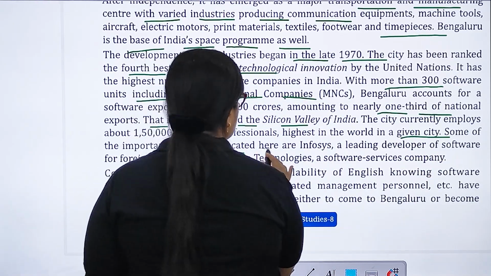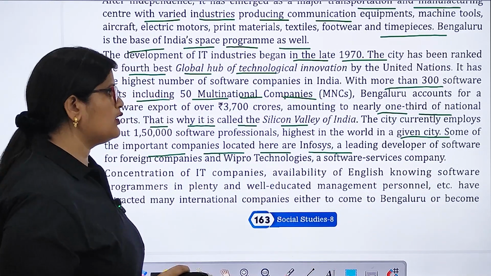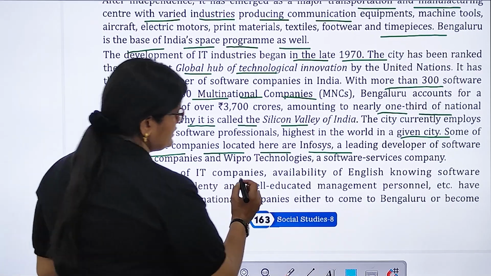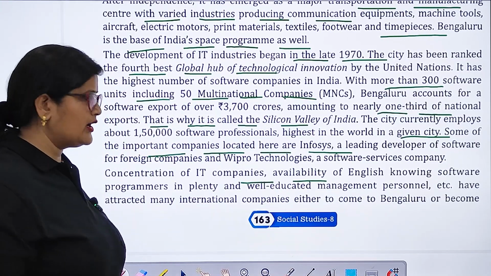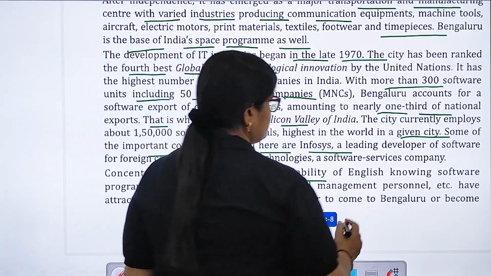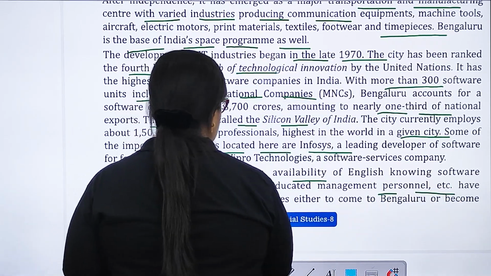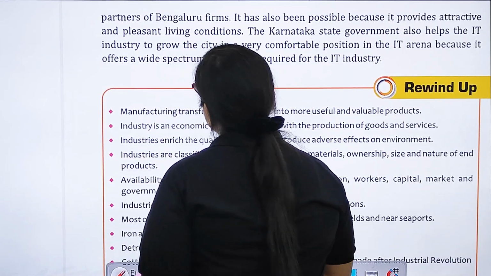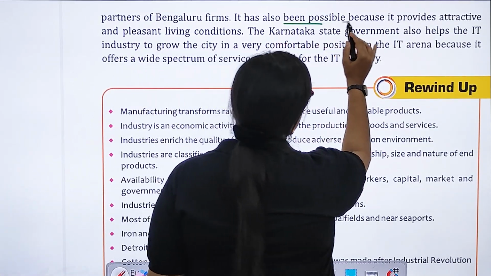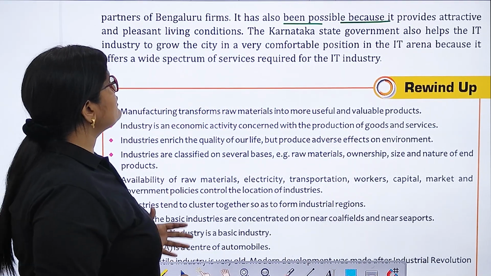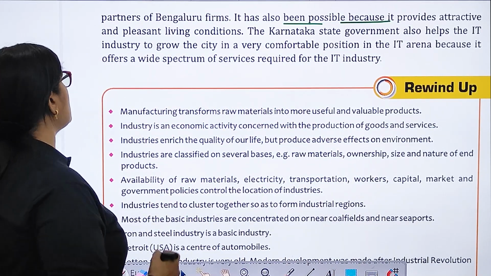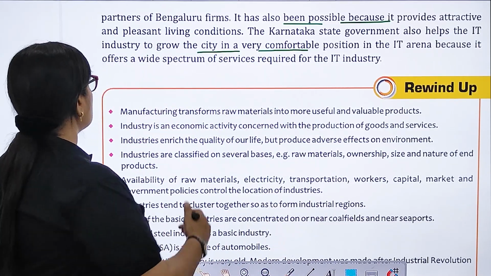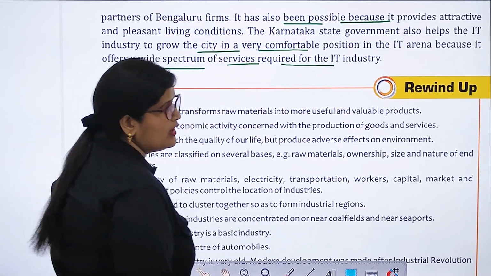Some of the important companies located here are Infosys, a leading developer of software for foreign companies, and Wipro Technologies, a software services company. Concentration of IT companies, availability of English-knowing software programmers in plenty, and well-educated management personnel have attracted many international companies either to come to Bengaluru or become partners of Bengaluru firms. It has also been possible because it provides attractive and pleasant living conditions. The Karnataka state government also helped the IT industry to grow, placing the city in a very comfortable position in the IT arena because it offers a wide spectrum of services required for the IT industry.